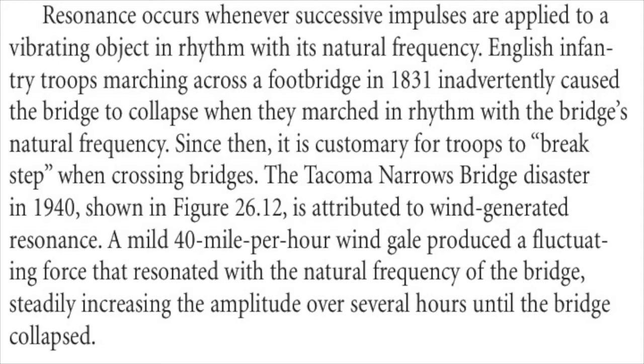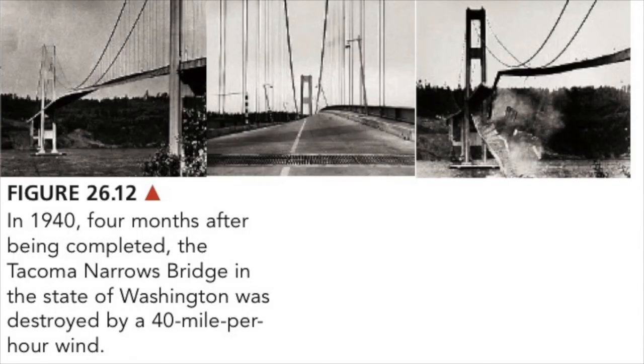The Tacoma Narrows Bridge disaster in 1940, as shown in figure 26.12, is attributed to wind-generated resonance. A mild 40-mile-per-hour wind gale produced a fluctuating force that resonated with the natural frequency of the bridge, steadily increasing the amplitude over several hours until the bridge collapsed.